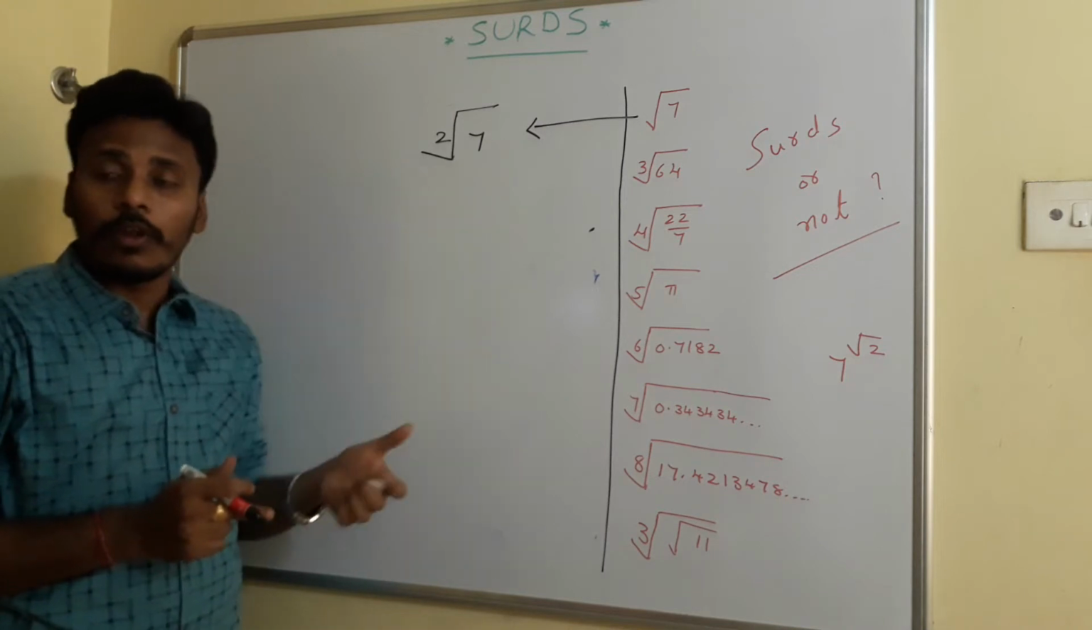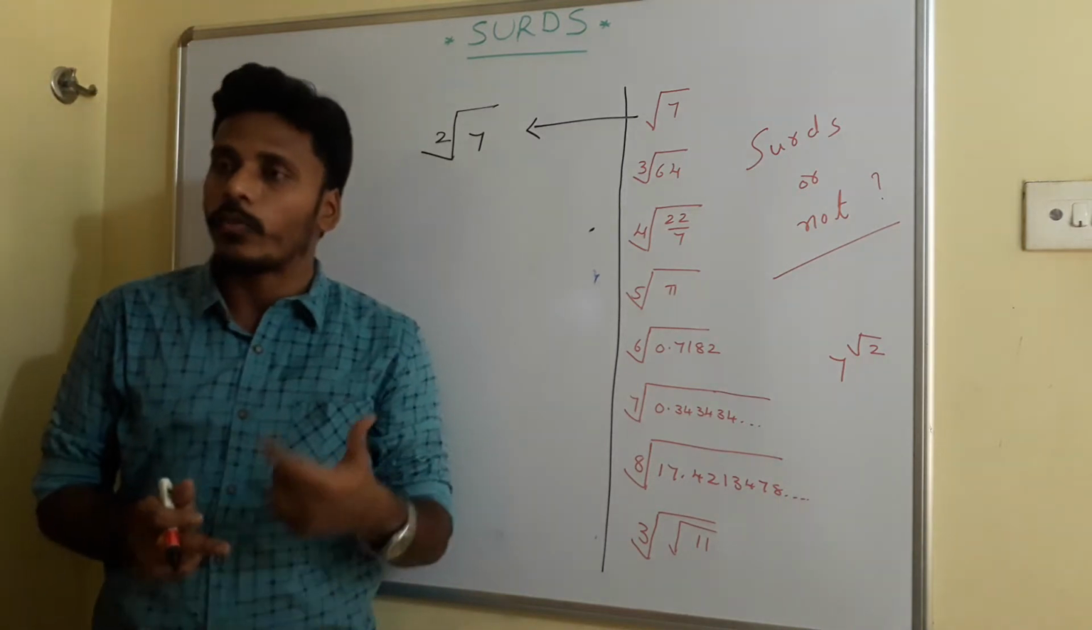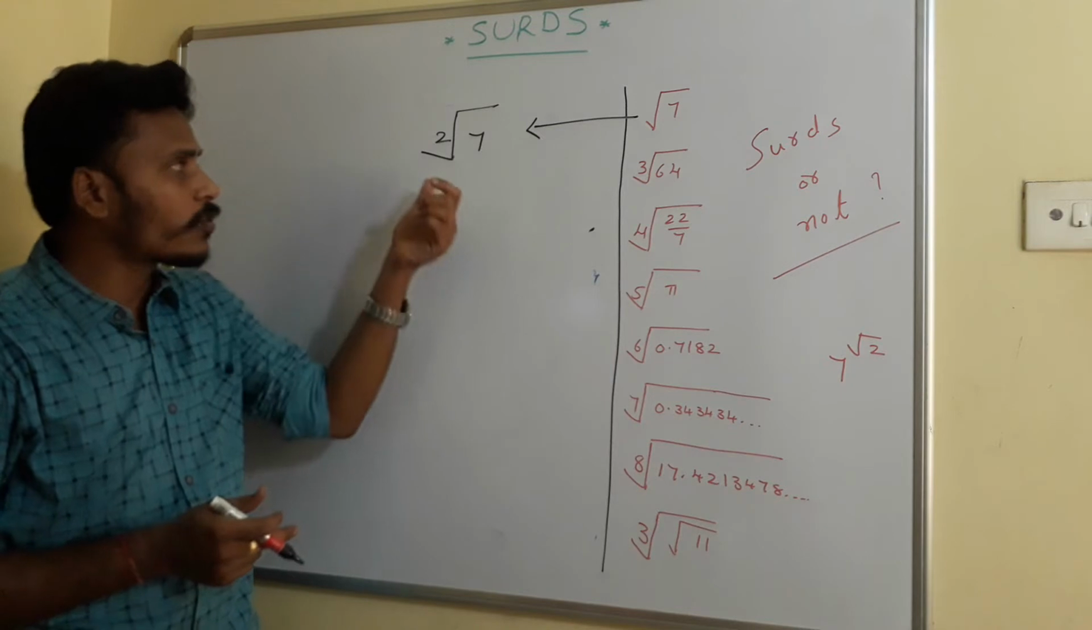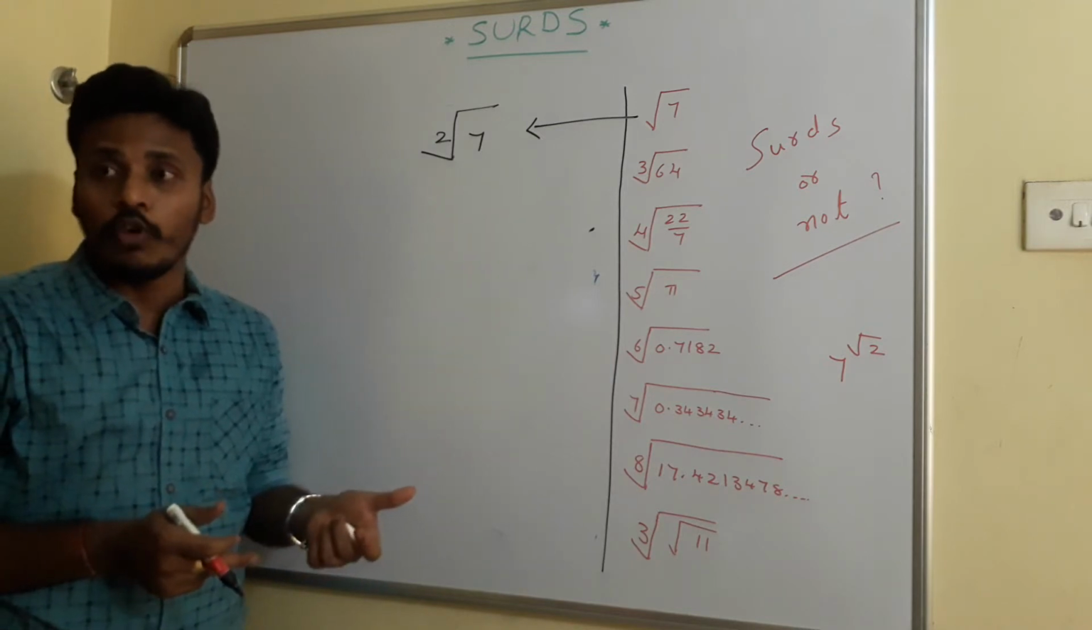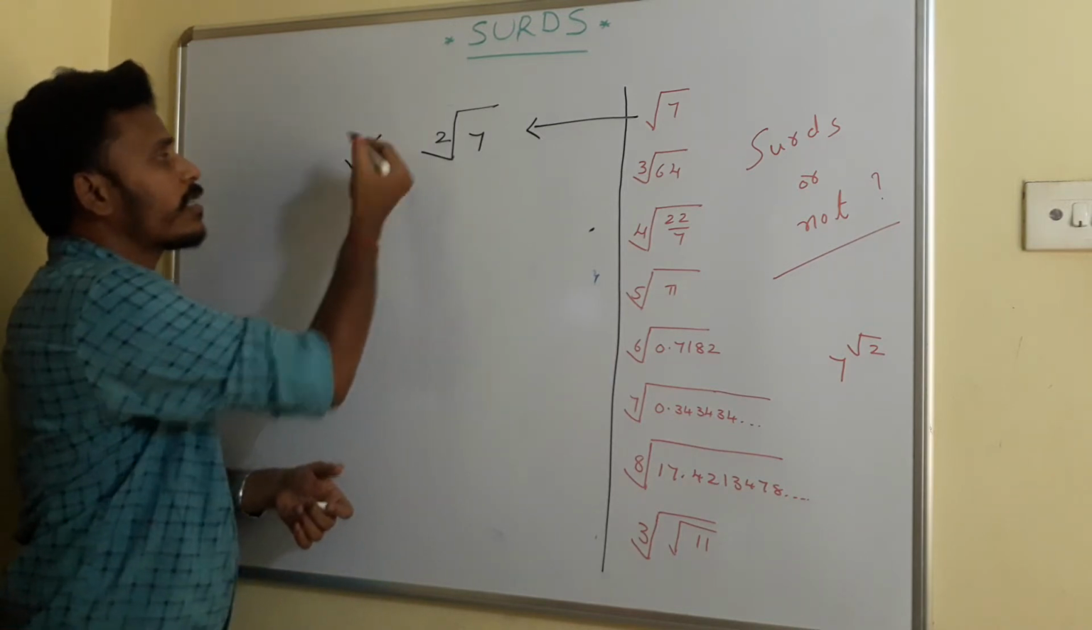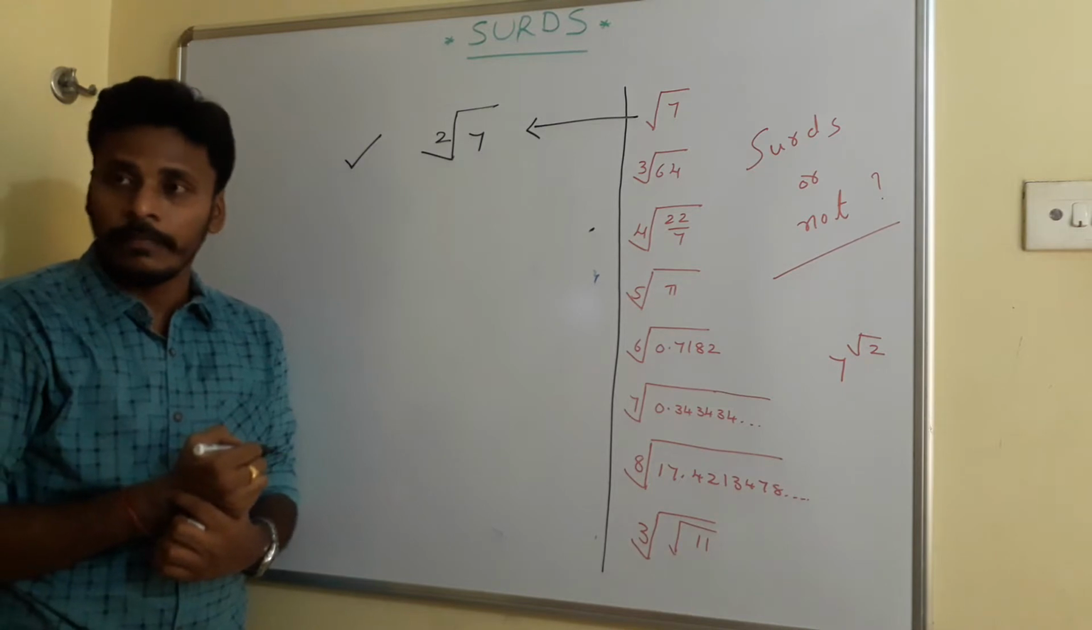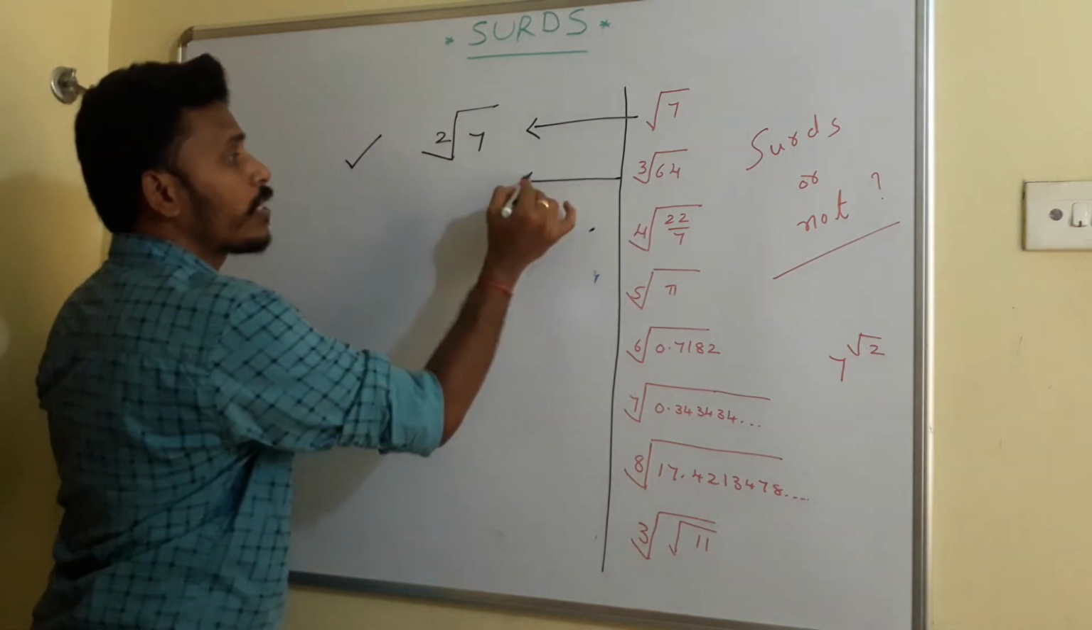We know that square root of 4 is 2, square root of 9 is 3 and square root of 16 is 4, like that. But square root of 7 we don't have any specific value related to this. So, it is a surd. Is that right?